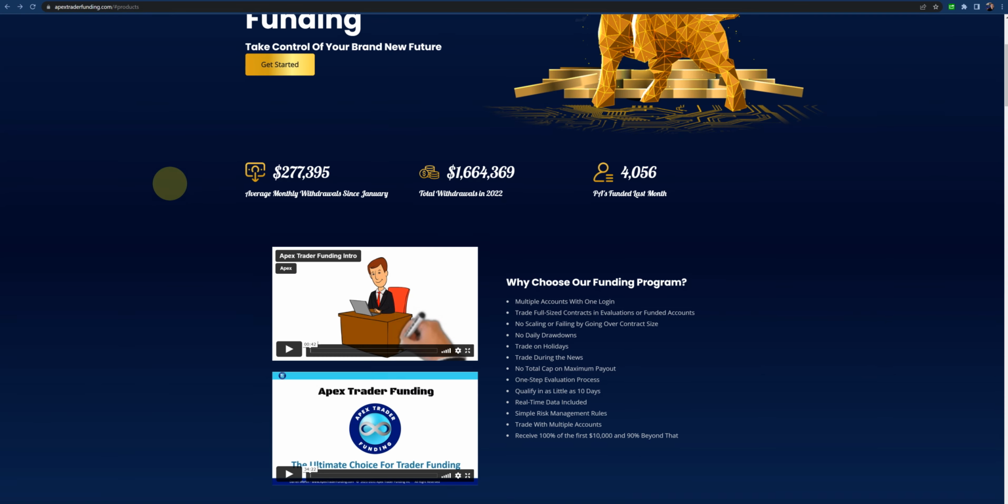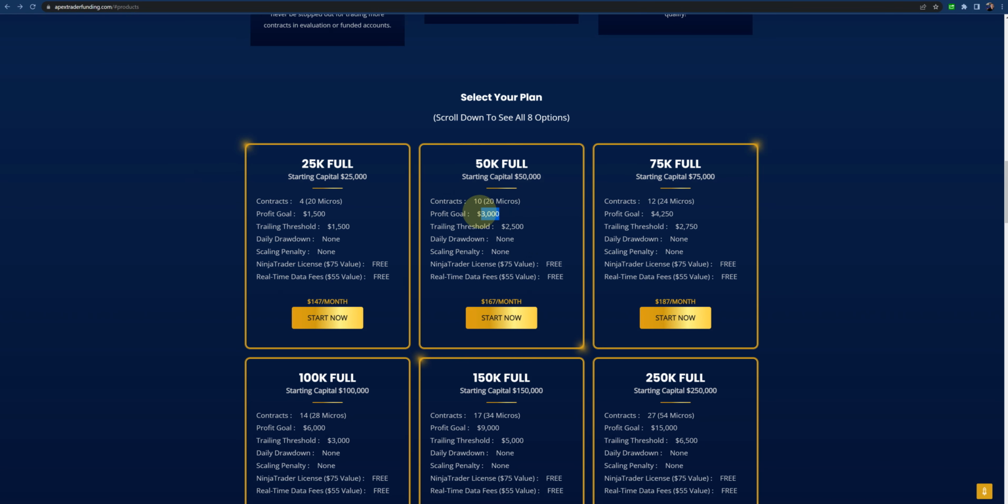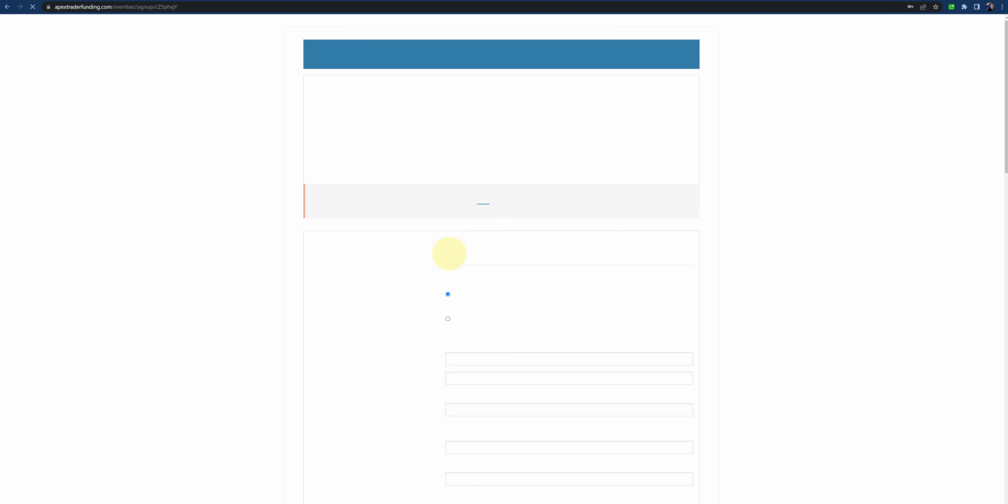And so I'm using the 50K account, which is right here. And I'm looking for a $3,000 profit target, which is a third away there in one day. So that's pretty good. They got a trailing drawdown, and then it's 167 a month. But if you use the offer code, I think it's save50. Let's see if that works.